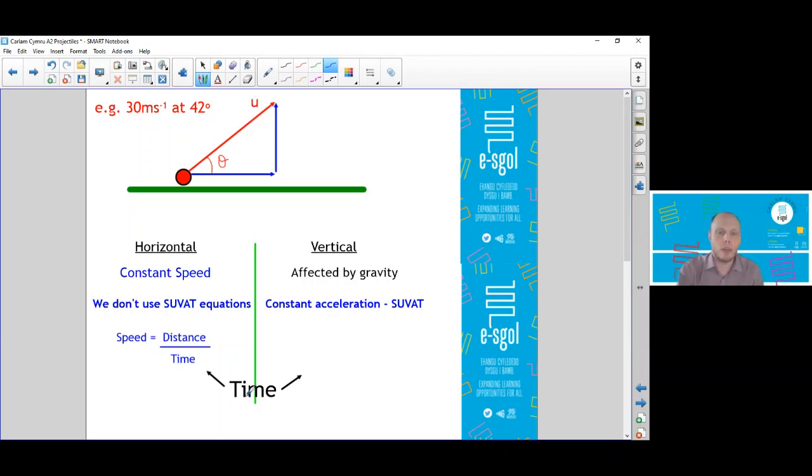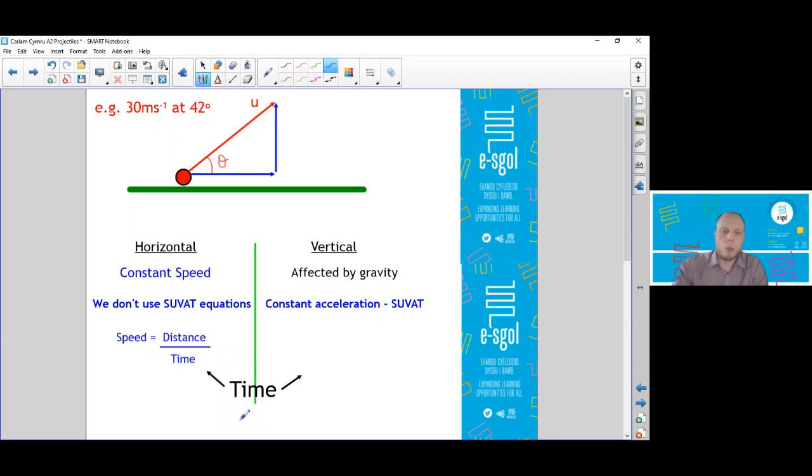So in the vertical direction, we will use SUVAT. And then what you've got, the one thing that links these two, they're independent of each other, but the one thing that links them is the time. So if you've calculated that the golf ball, the football, the cannonball, the tennis ball is in the air for 3.5 seconds, then that applies to the horizontal and the vertical.